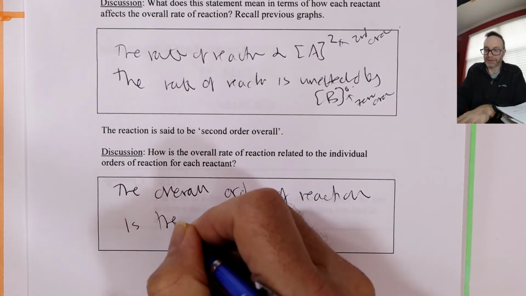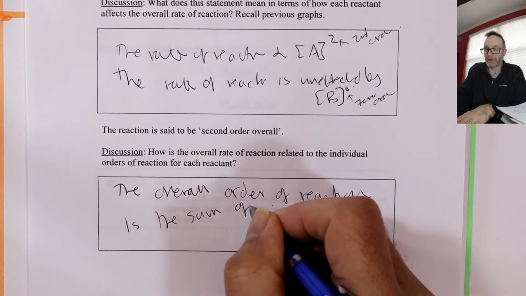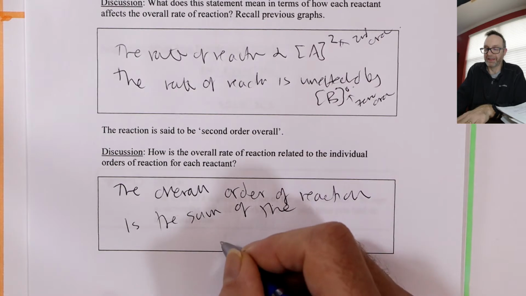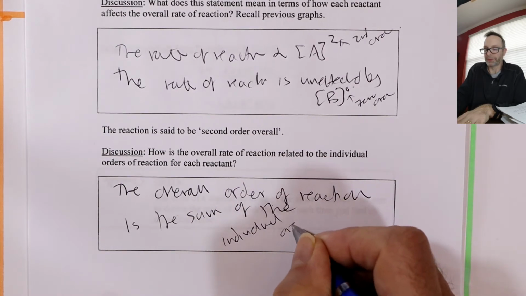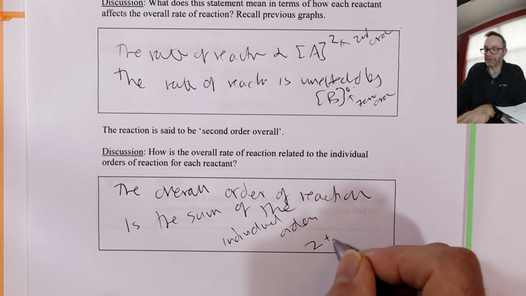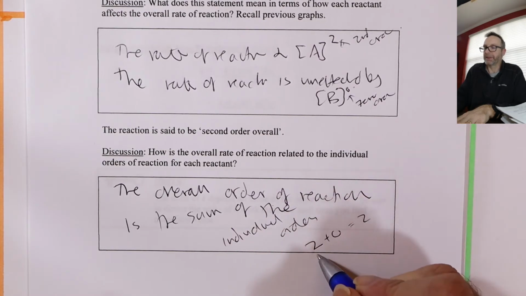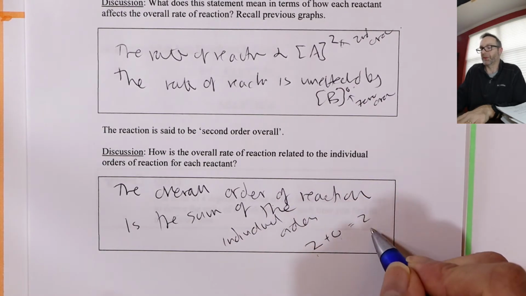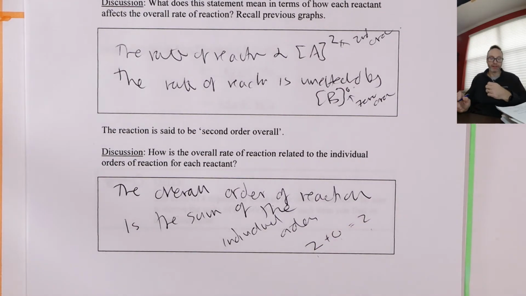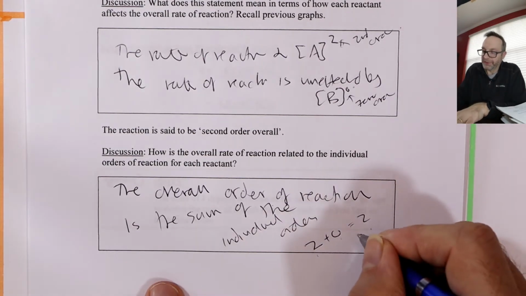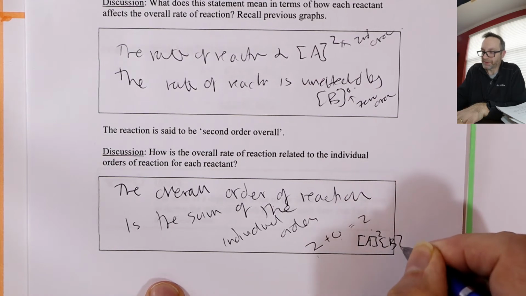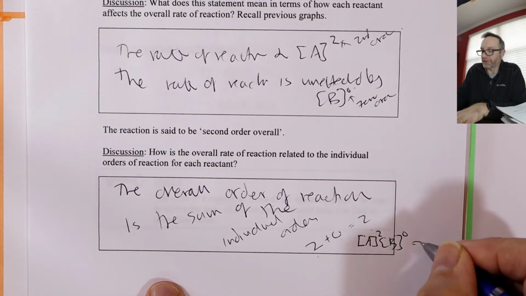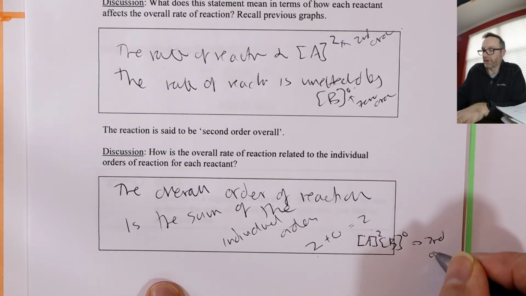The overall order is the sum of the individual orders. So above, 2 plus 0 equals 2. That was with respect to A, that was with respect to B, that's overall. If I write that more neatly, A was 2, B was 0, therefore second order overall.